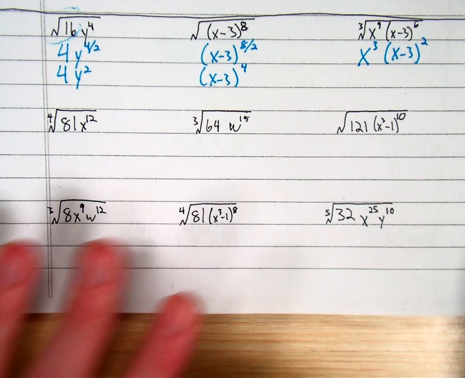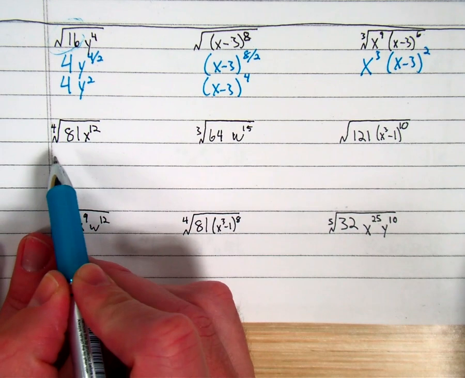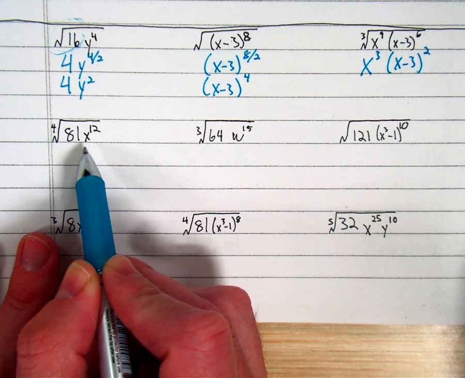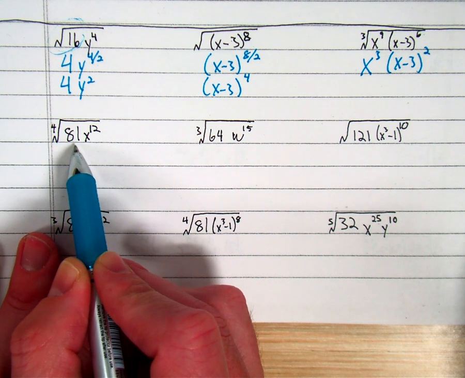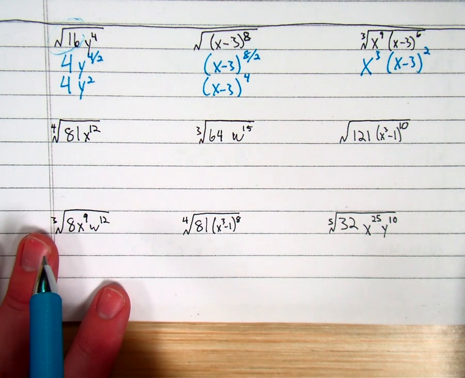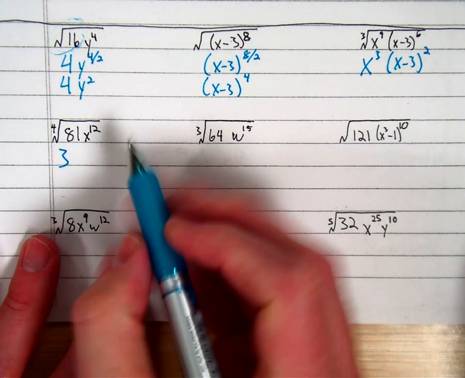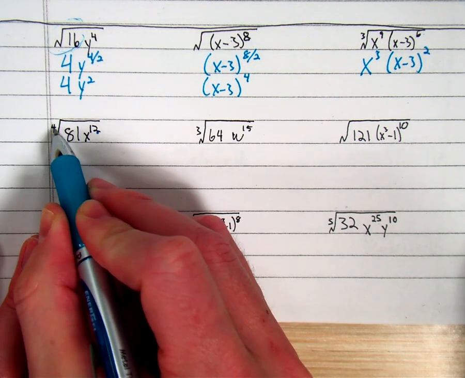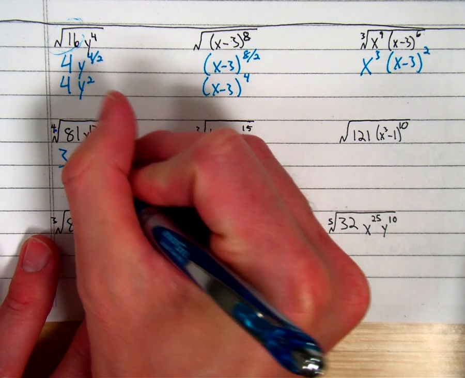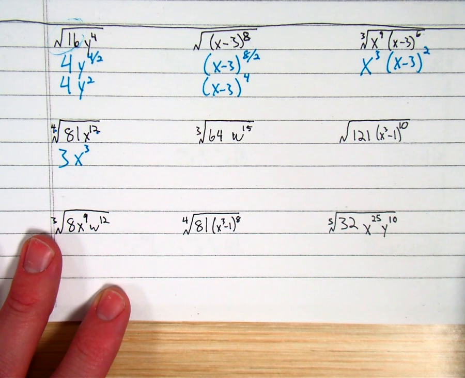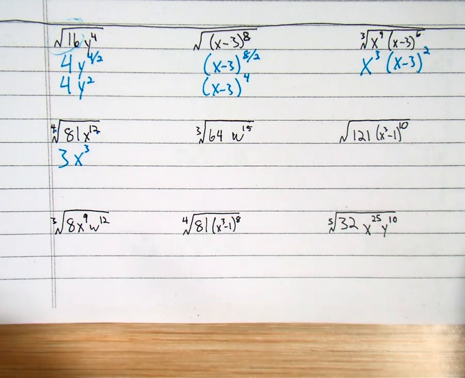Okay, second row. 4th root of 81, x to the 12th. If you don't remember or know the 4th root of 81, look up on the top. It's up there. 4th root of 81 is 3, and then 12 divided by 4, that's going to be x to the 3rd power. Okay, go ahead and push pause and try the next 2 on your own.